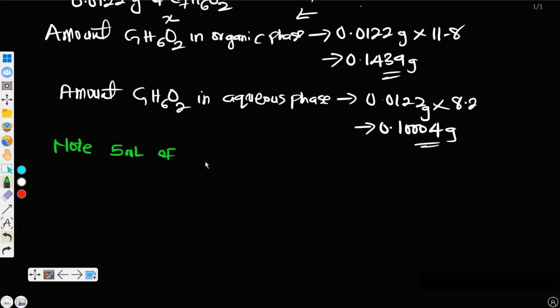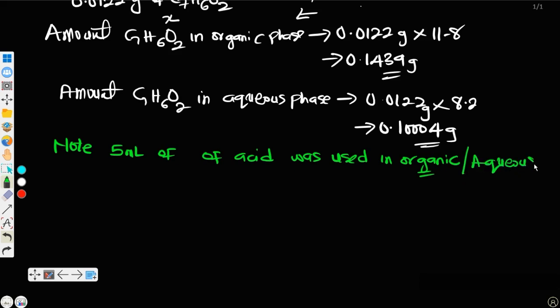Are you getting it? Because I can see that there were some corrections they did there, but of course we are not in that exam, so we can't know. So note 5 ml of the acid was used in both organic and aqueous phase. That means you actually pipetted 5 ml of both the organic and aqueous phase, and the acid is present in both, because benzoic acid is what was partitioned between the organic and the aqueous phase. So it was the 5 ml of the acid that was used. So to get the concentration of the acid in organic phase, it will be equal to the amount in the organic phase, 0.1439 gram, divided by 5 ml.